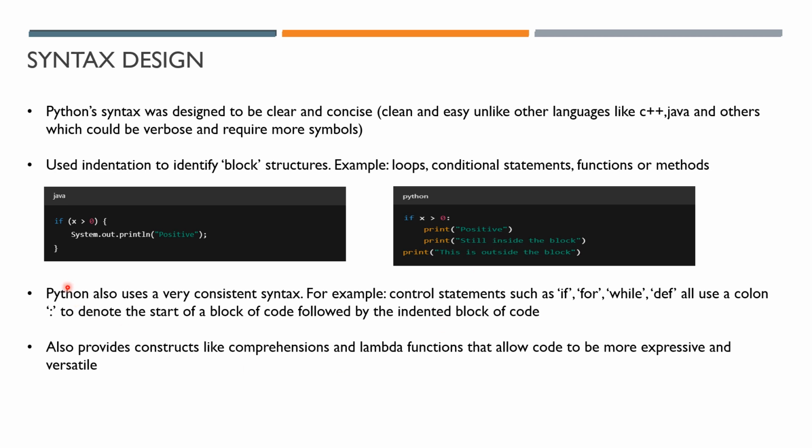Python also uses very consistent syntax. So for the if, while, and def, all use a colon to denote the start of the code, followed by the indented block. That's what we see here. Basically, the colon followed by the indented block of code.